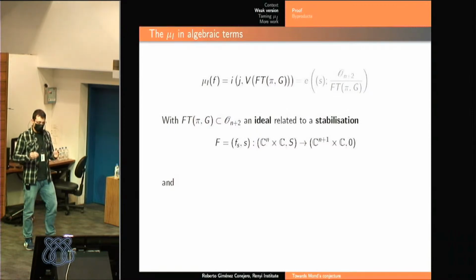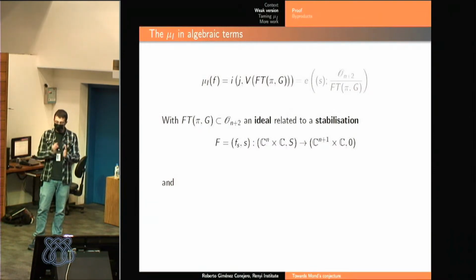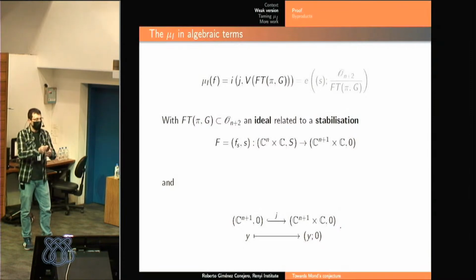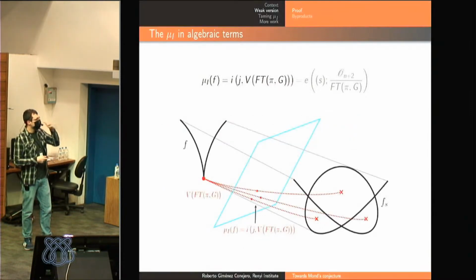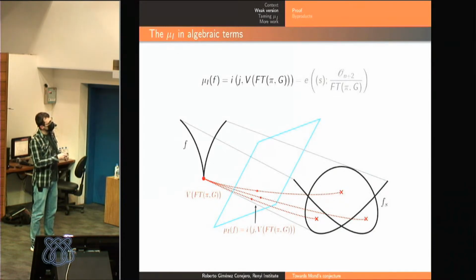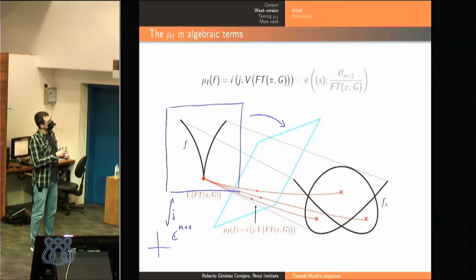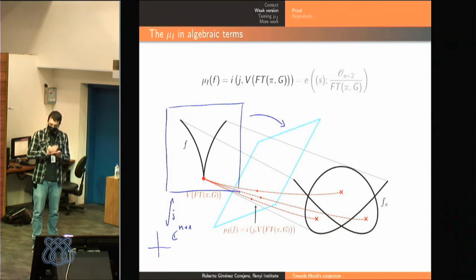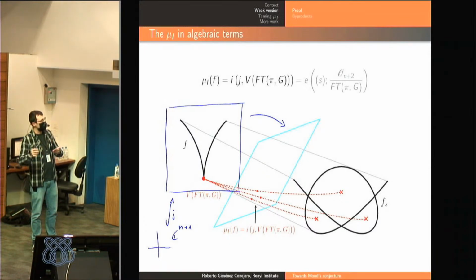And what is a stabilization? It is a one-parameter family of deformations such that any deformation is stable. So something like a smoothing or something like that. And this J here is only including this space inside the family. So we have something like this. Okay, this thing here, this is a stabilization, and the first thing is J. So J looks like this. This is just the inclusion inside all the C^{n+1} times C. So you have a copy of C^{n+1} at every parameter.